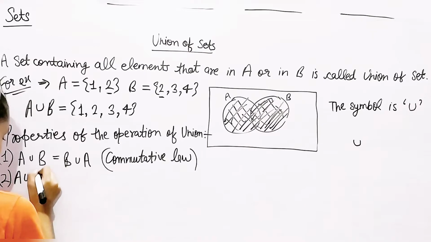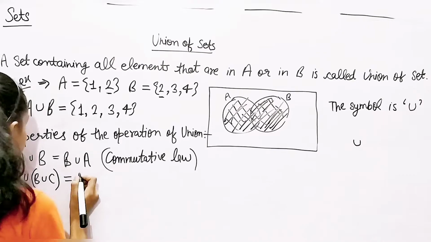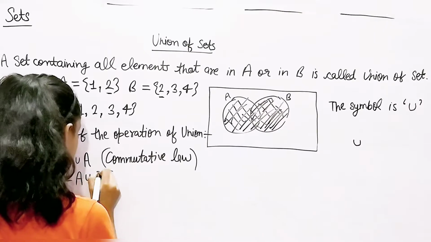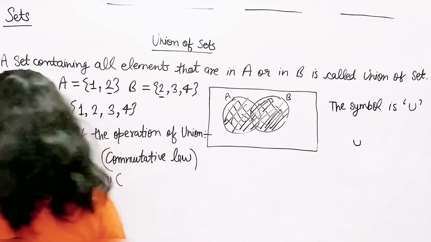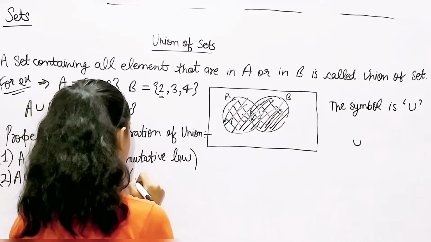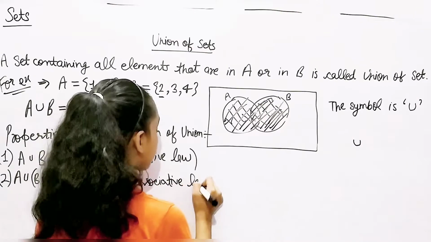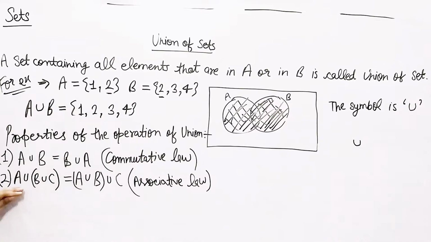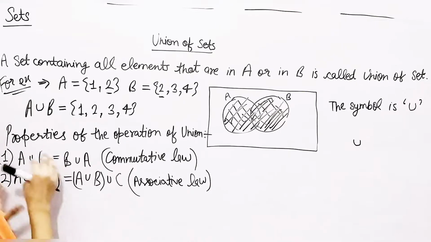Now our second property is in this form: A union, then the union of B and C together. Let me first write A union B, and then their union with C. This second property is from the associative law, got it? So what we have is A union (B union C), where the union of set B and C is compared with set A.